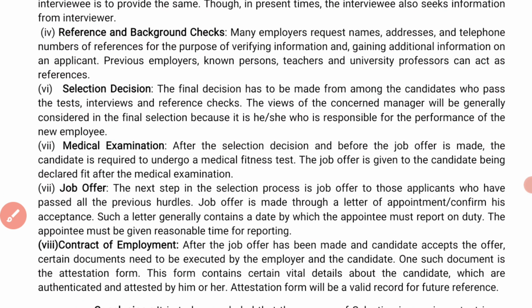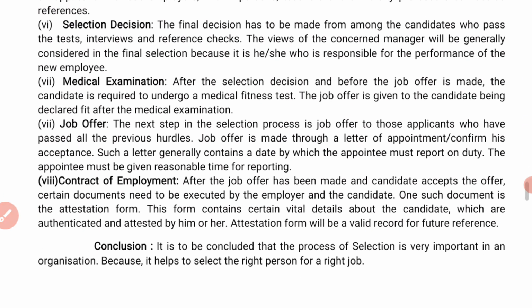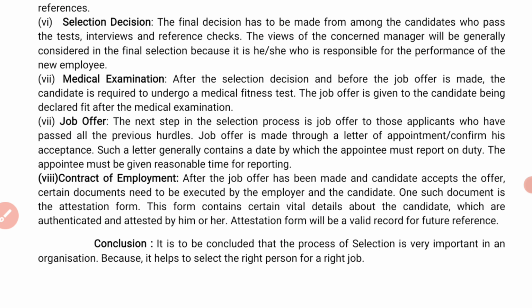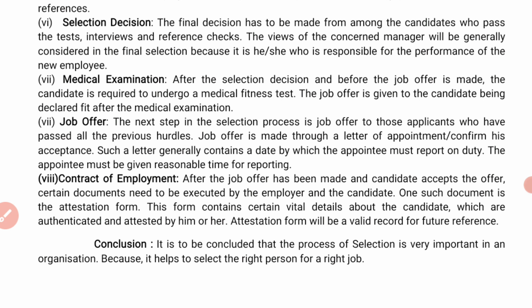Then after the selection decision, if the candidate is selected, then you have to make the medical examination. After selection decisions, before the job offer, the candidate is required to undergo the medical fitness test. The job offer is given to the candidate after being declared fit after the medical examination. Then after completion of the medical examination, the job offer is to be provided.